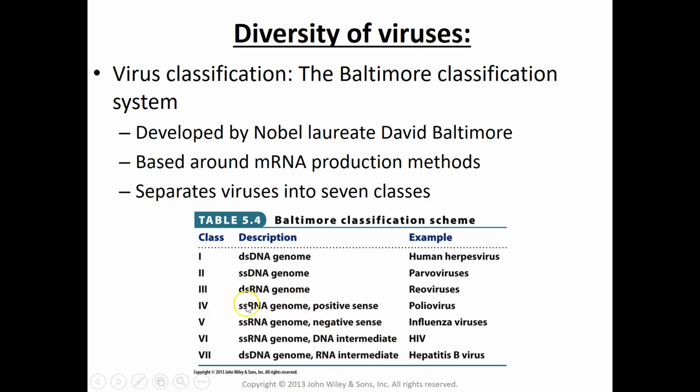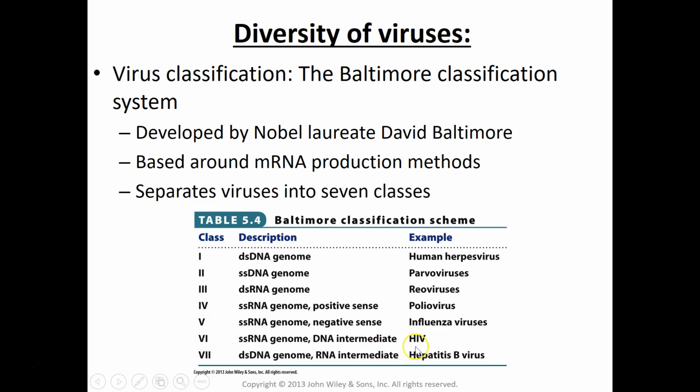So here's the single-stranded genome, and notice they write that it's positive sense. So this single strand of RNA can be directly read by the ribosome. So polioviruses are like that. And of course the double-stranded RNA viruses. Single-stranded, but look, negative strand. The influenza virus is like that. So it has this problem, that its RNA is the wrong direction for our ribosomes to read.